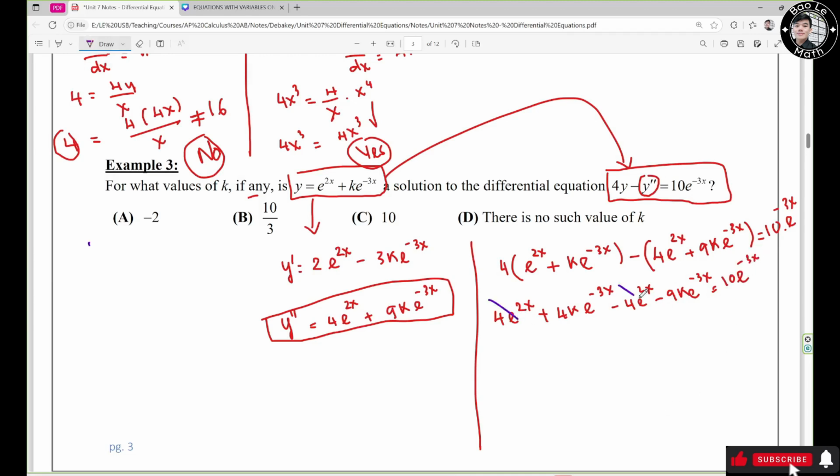Now this guy and this guy cancel out, right? 4 subtract 9 is going to be negative 5k e to the negative 3s equals 10 times e to the negative 3s, right? Now both sides have e to the negative 3s. You need to cancel them out, right? So I have negative 5k equals 10, and then k equals negative 2. So the answer must be A.